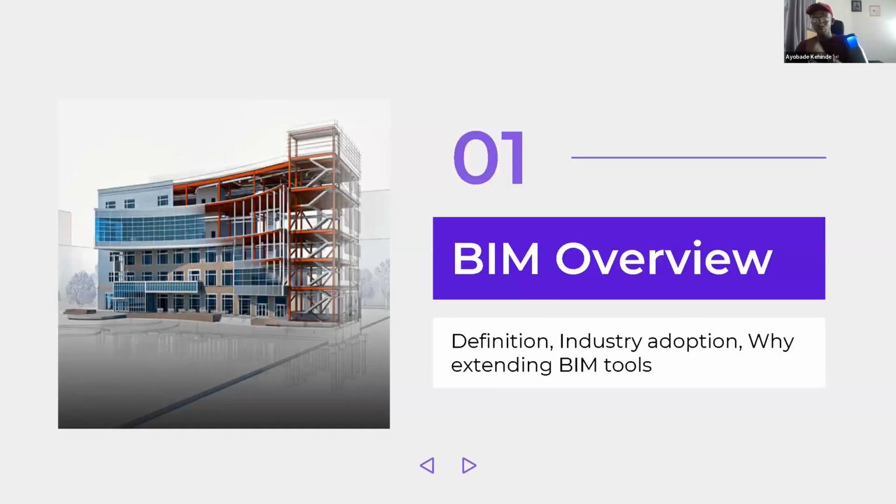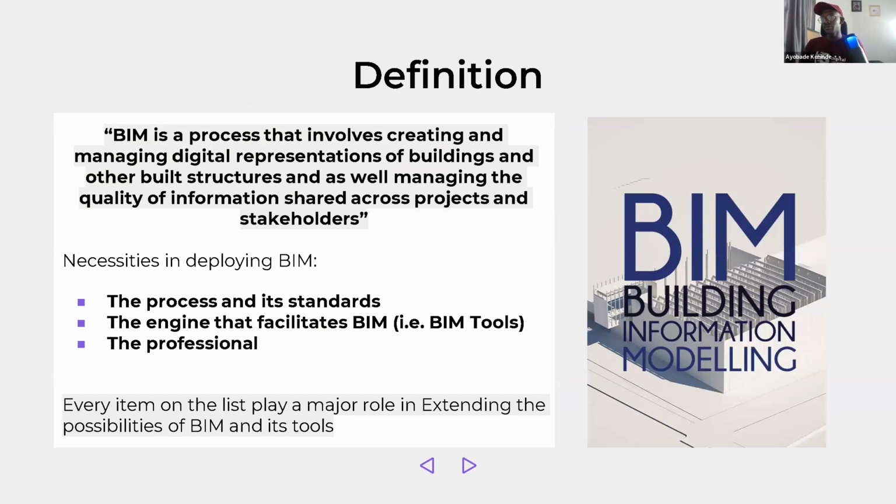We're briefly going to look at the definition of BIM. It's very popular now in the industry. Everybody knows what BIM is all about. I took this definition from the web: it's a process that involves creating and managing digital representations of buildings and other built structures, as well as managing the quality of information shared across projects and stakeholders. That's basically the definition of BIM. Many of us know BIM to be many things.